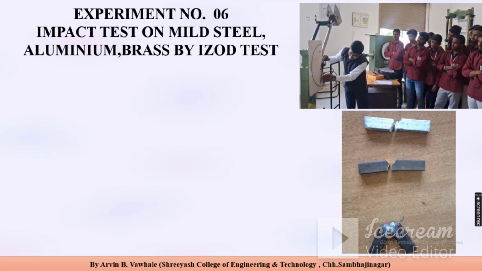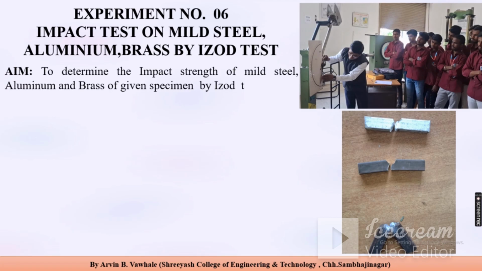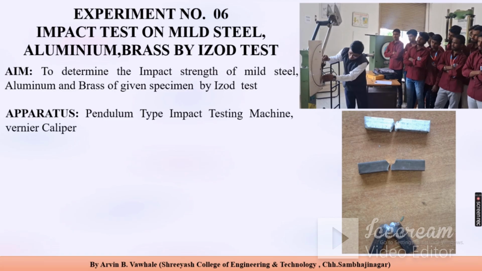In this session we are going to discuss the impact test on mild steel, aluminum and brass by means of the IZOD test. Experiment number 6: impact test on mild steel, aluminum and brass by IZOD test. Aim: to determine the impact strength of mild steel, aluminum and brass of given specimen by IZOD test apparatus, pendulum type impact testing machine, vernier caliper.